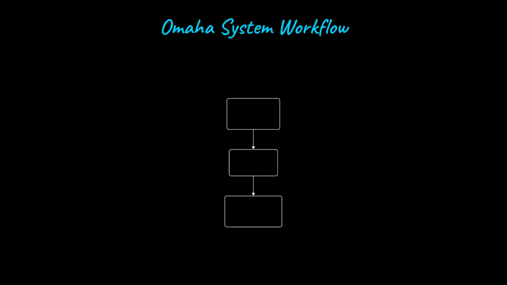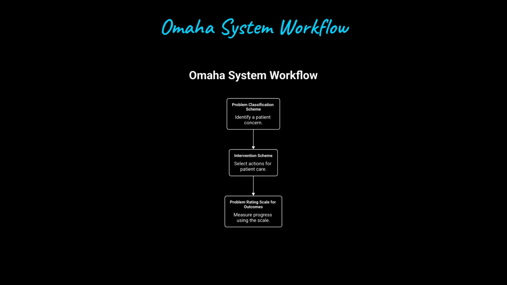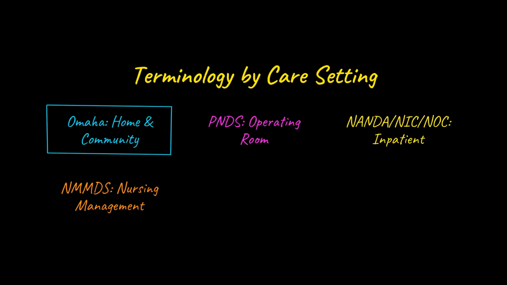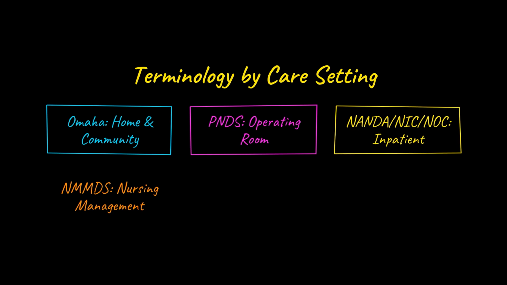In practice, a nurse identifies a problem, selects relevant interventions, and tracks outcomes, all using standardized vocabulary. This makes documentation comparable across nurses, visits, and organizations sharing the same system. Standardized nursing terminologies are not interchangeable. Each was designed for a specific context. The Omaha system fits community care, while the perioperative nursing data set fits surgical settings, and NANDA International with NIC and NOC fits inpatient nursing process documentation.